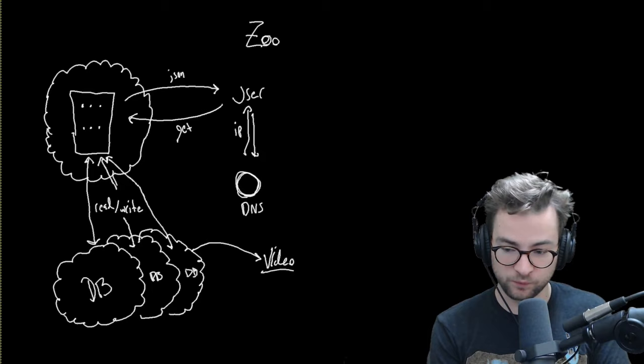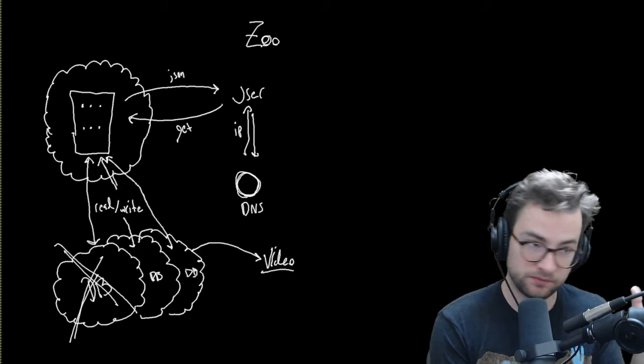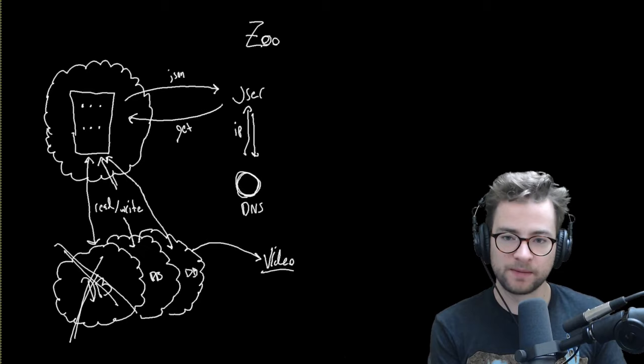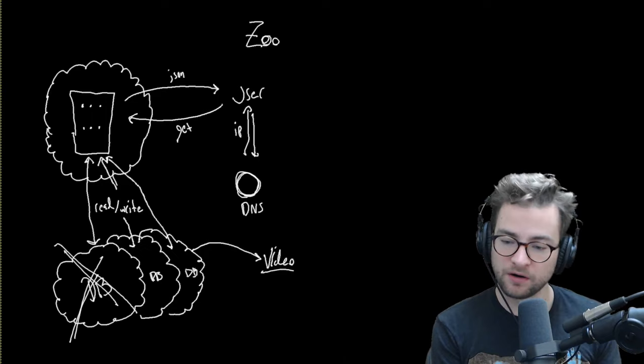Well, if one database goes down and crashes and dies and isn't available, which, trust me, happens, then we can still read and write to 2 of the other databases. Our application isn't down. We haven't lost user data. It's been replicated across to 2 other instances.